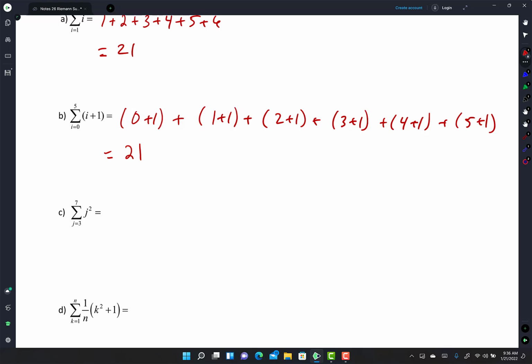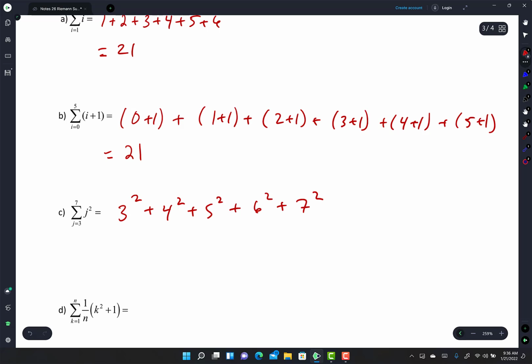Ready? We start at 3. 3 squared plus 4 squared plus, okay, we already know it's not going to be 21. 6 squared plus 7 squared. Done. You stop at 7. I don't know what that summation is. It's some number. It's definitely not 21.